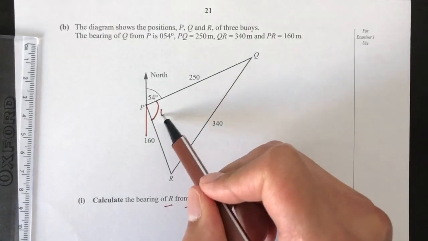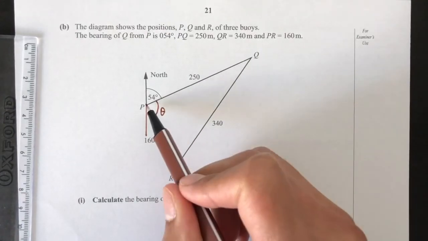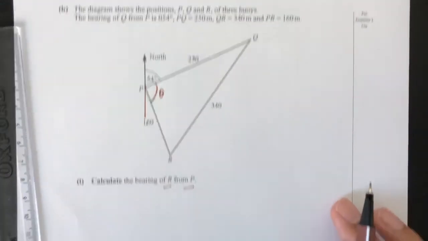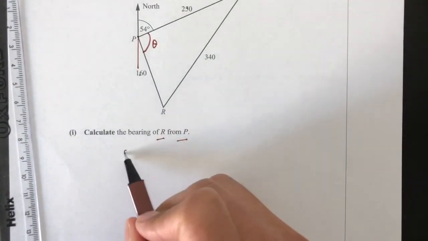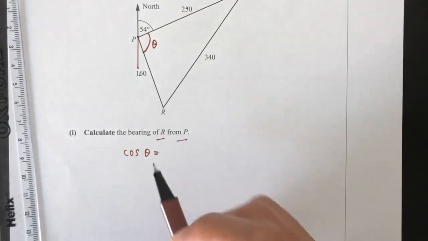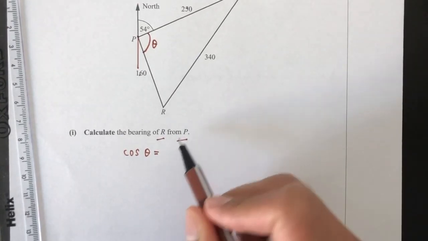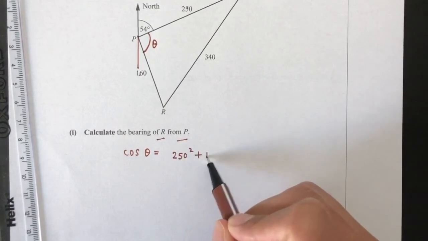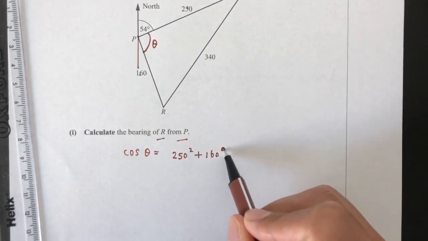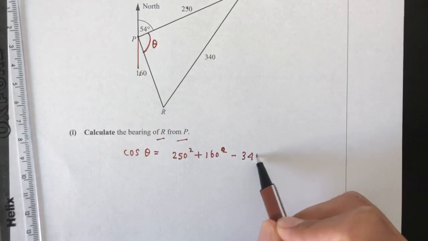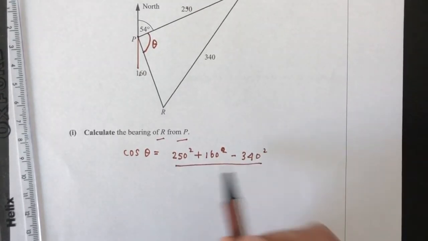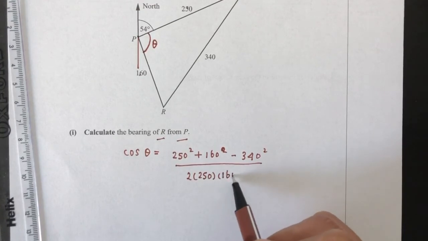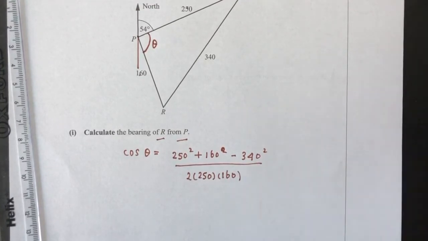So the way you find this angle is, if you look, we have a triangle PQR, we have this side, and this side. We have to use your cosine rule. So you say cos of the angle is equal to, we have these 2 sides, so 250 squared plus 160 squared minus 340 squared, divided by 2 times 250 and 160. So let's see what it is.